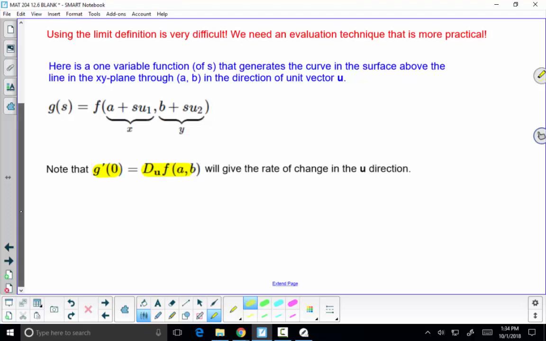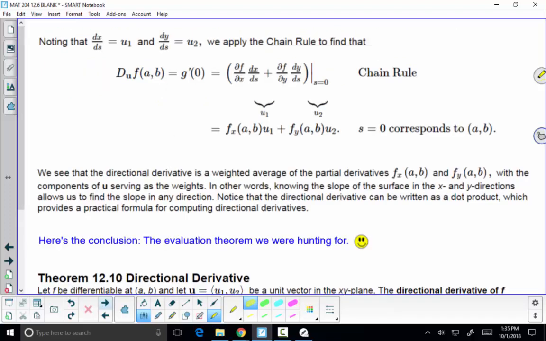All right, so now that's a function of x and y, which are both functions of s, so we can take the derivative using the chain rule from 12.5. So here's how we take the derivative. Let's rewrite the function over here just so we have it. We had that g of s was equal to a plus s times u1, comma b plus s times u2.